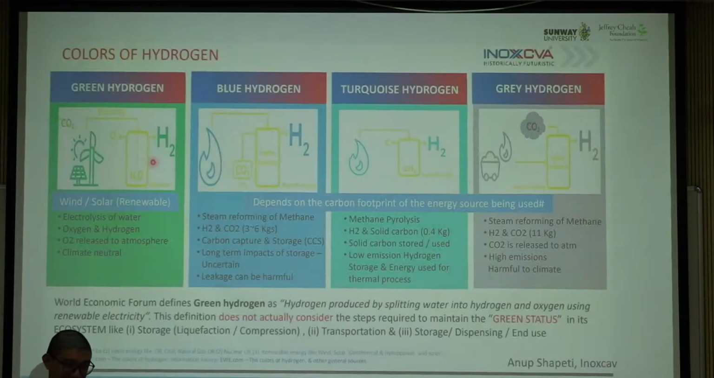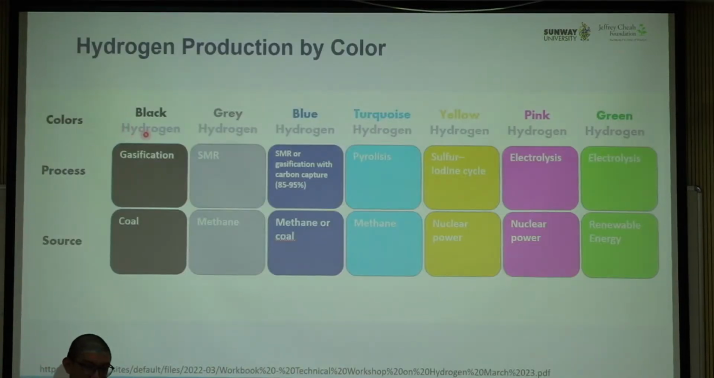This one is by color. This is a very interesting thing, so I'll go from this one first: hydrogen production by color. If it is from coal, we name it black. Green hydrogen is totally green. So don't have the misconception that when you hear about hydrogen energy, it is totally green. It is not. I need to mention it again and again.